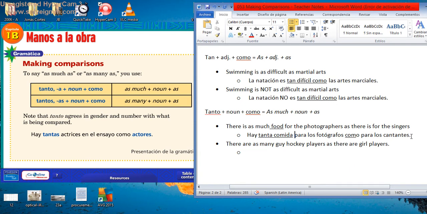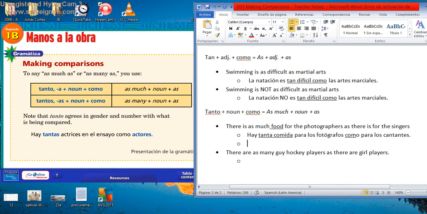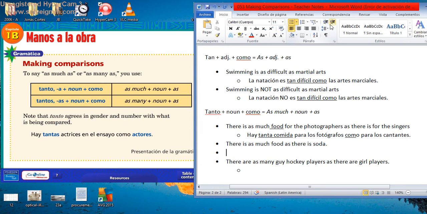So let me write that in. I'm going to put it over here. There is as much food as there is, and I'm going to say soda, okay, because that's a term we know pretty well. So I'm going to say hay tanta comida como refresco. And that's it. Pretty short and simple. So we have these in here.